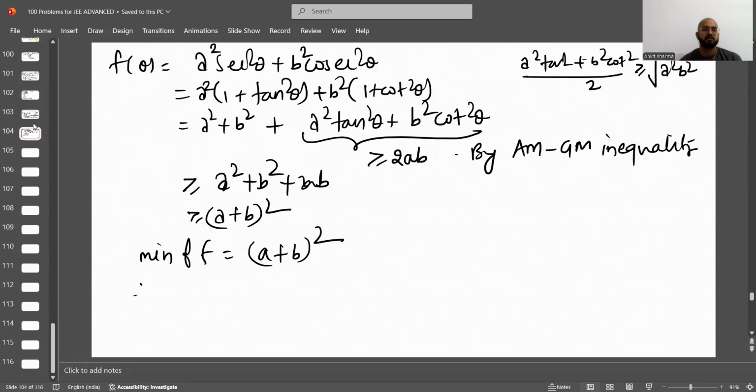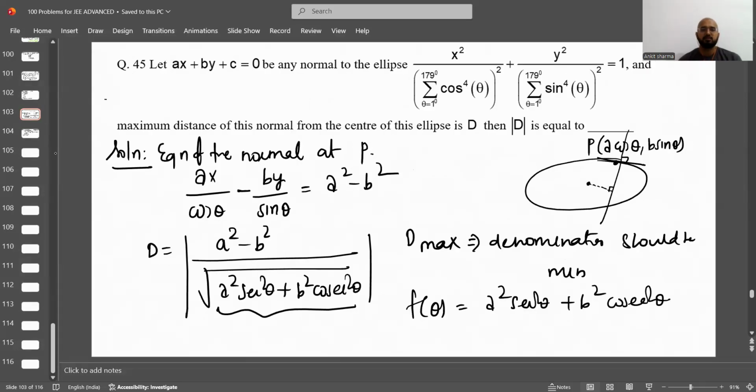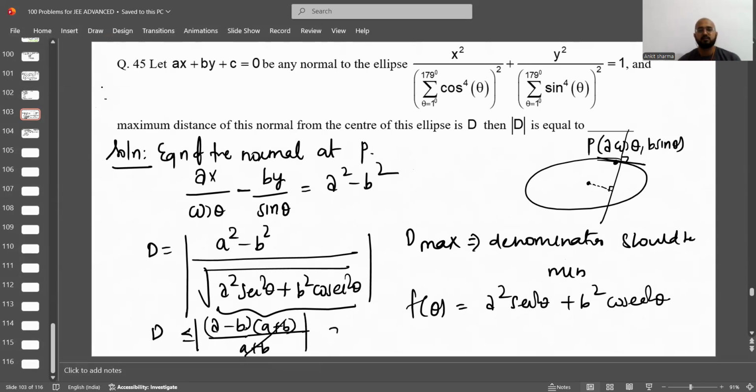So here we have considered the square root. That means d is less than or equal to, because we're in the max, a minus b over a plus b, and here we again get a plus b, but that's squared, so a plus b gets cancelled. So that means mod of a minus b I get. Here a is this and b is this.